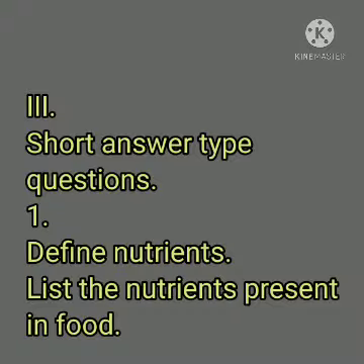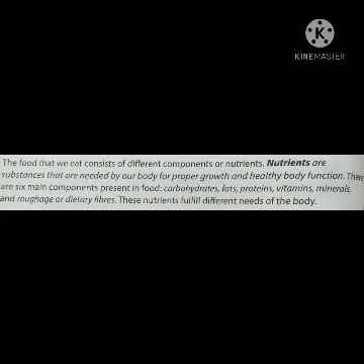Part 3. Short answer type questions. 1. Define nutrients. List the nutrients present in the food. The answer is nutrients are substances that are needed by our body for proper growth and healthy body functions. There are 6 main components present in food. Number 1, carbohydrates. Number 2, fats. Number 3, proteins. Number 4, vitamins. Number 5, minerals. And number 6, roughage or dietary fibers.